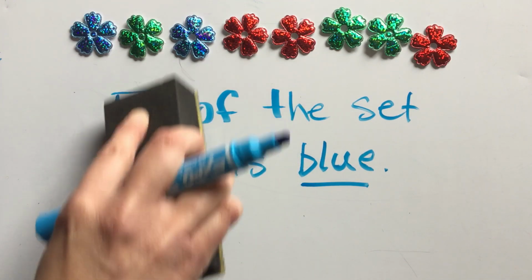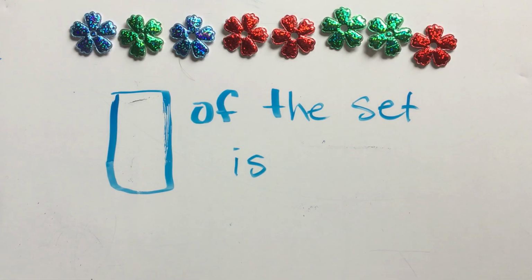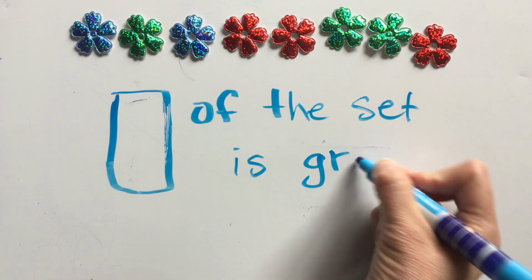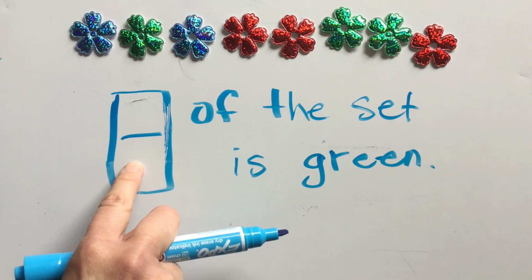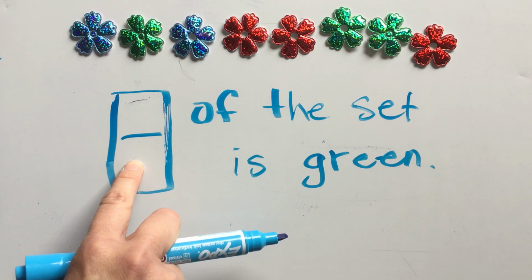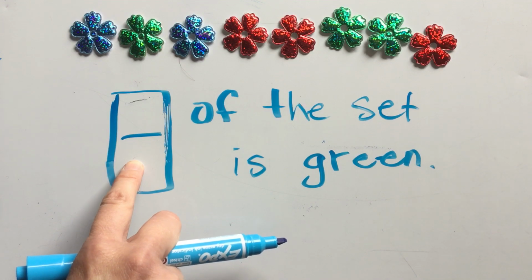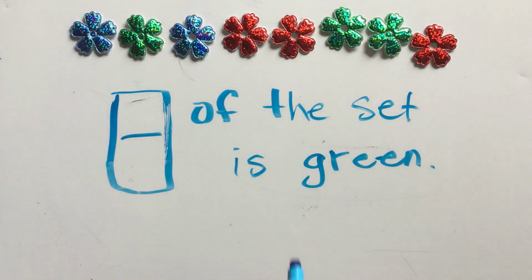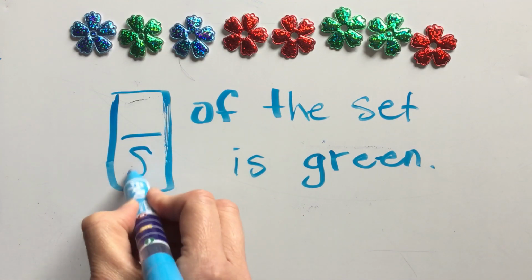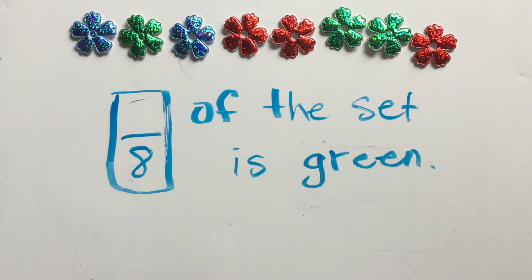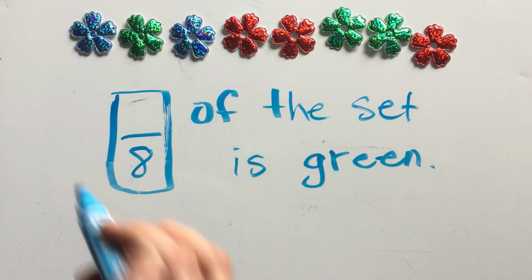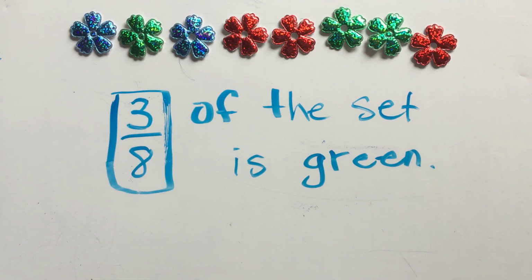What if I want to know how many parts are green? Well, again, I need to find my denominator, which is my total number of parts. Can you find out the total number of parts by counting? That's right, there's 8. Okay, since we're counting green, who can tell me how many green parts there are? If you said 3, you were correct. So our fraction statement is this. 3/8 of the set is green.